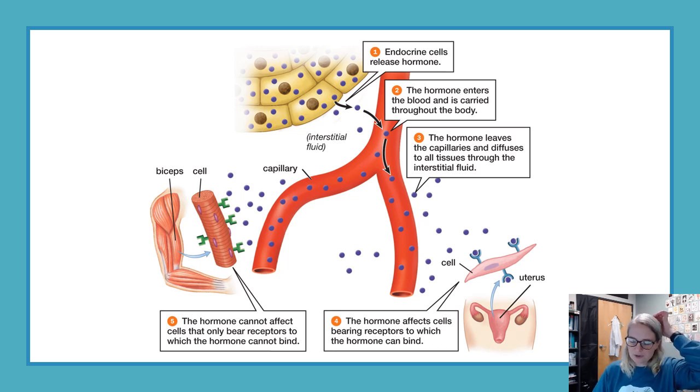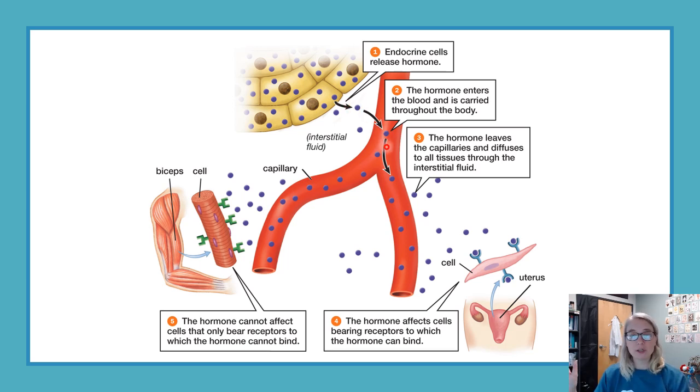So here's, again, just another example. We're hitting this idea home. So here's your gland. If we're going to the uterus, maybe this is oxytocin, or maybe this is progesterone, or maybe this is estrogen coming from the ovary. So here's the organ releasing what we'll call estrogen into the bloodstream.